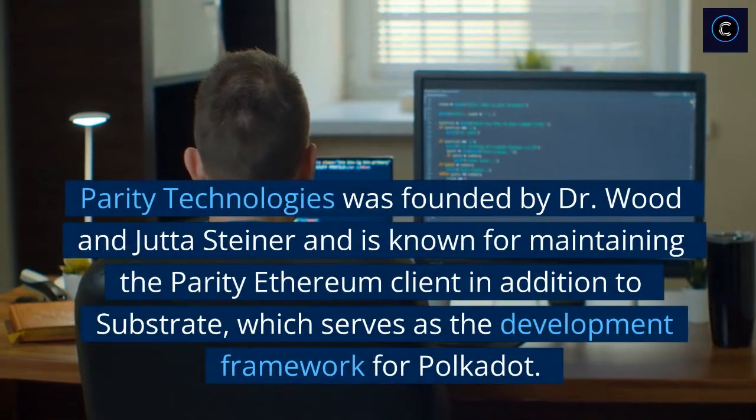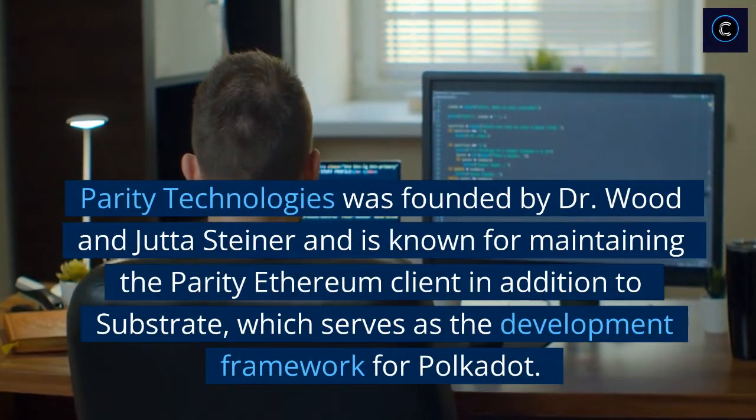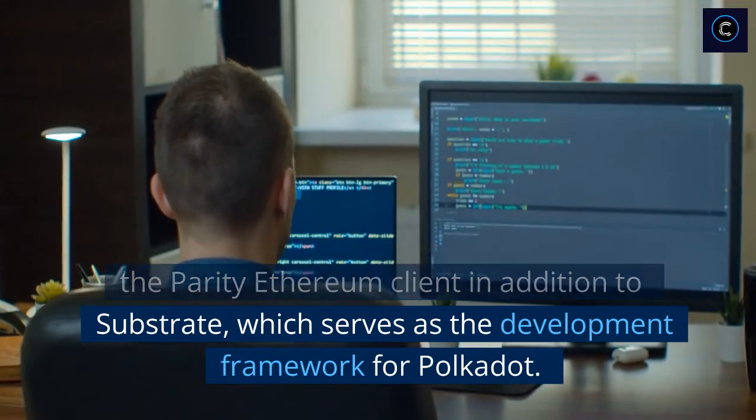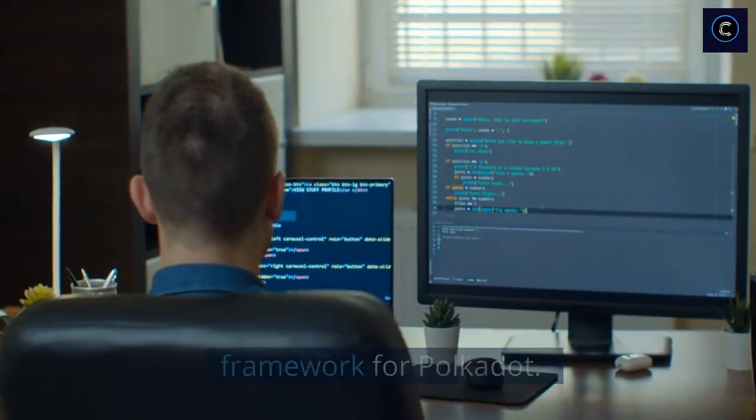Parity Technologies was founded by Dr. Wood and Jutta Steiner and is known for maintaining the Parity Ethereum client in addition to Substrate, which serves as the development framework for Polkadot.